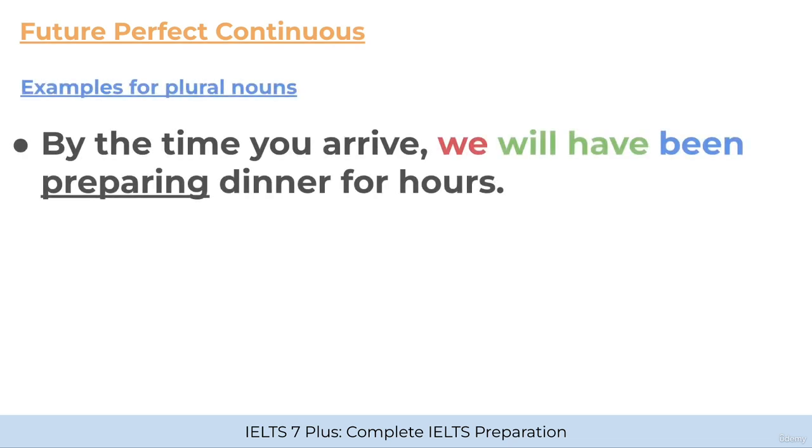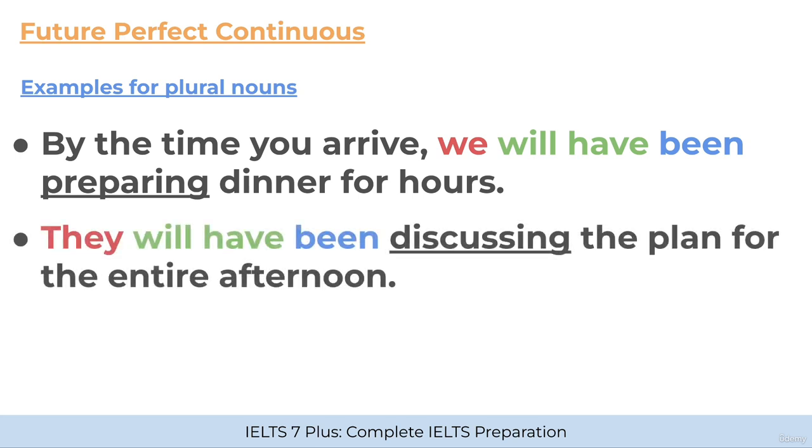Plural nouns now. By the time you arrive, we will have been preparing dinner for hours. So we need that ongoing focus. If you say by the time you arrive, so that's the event that stops the ongoing action, we will have been preparing dinner. So if you don't have this for hours, it's an unfinished sentence. It doesn't quite make sense. If you are talking about something that's interrupting an action, like you arriving in this case, you need what's been happening to the build-up of that arrival in order for it to make perfect sense.